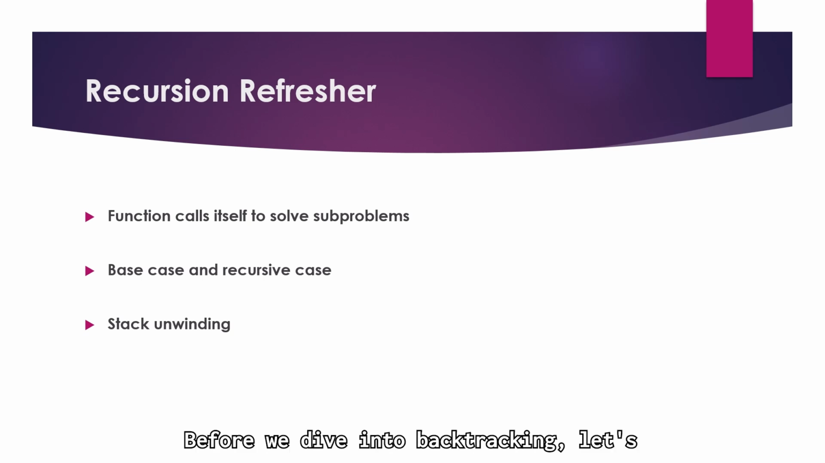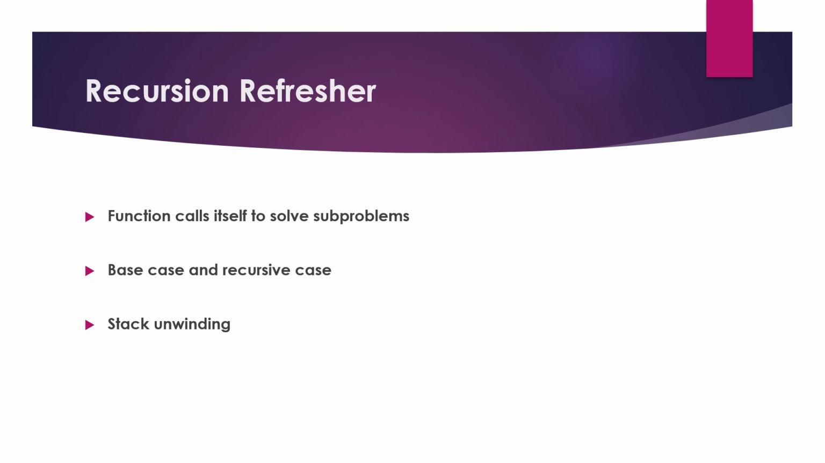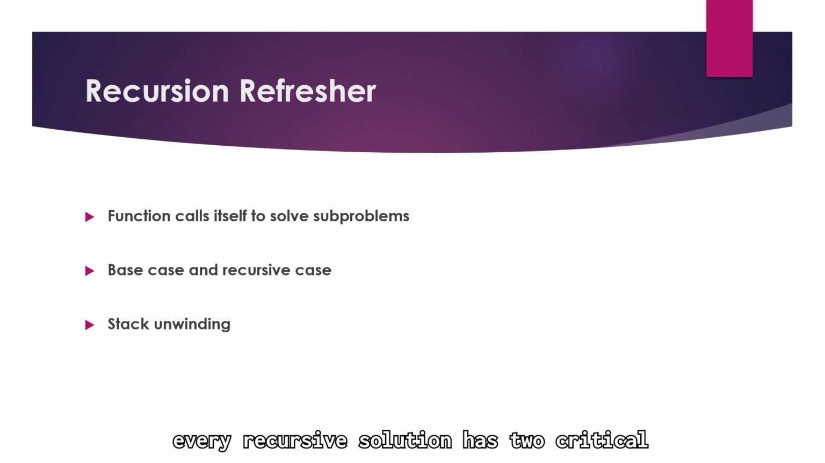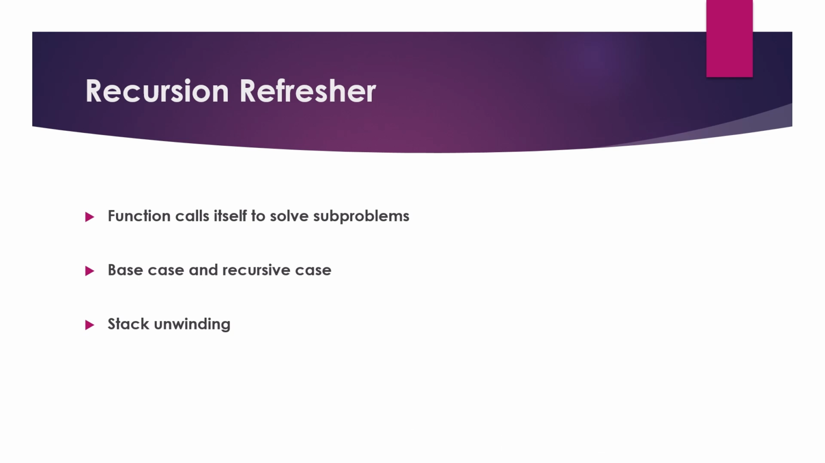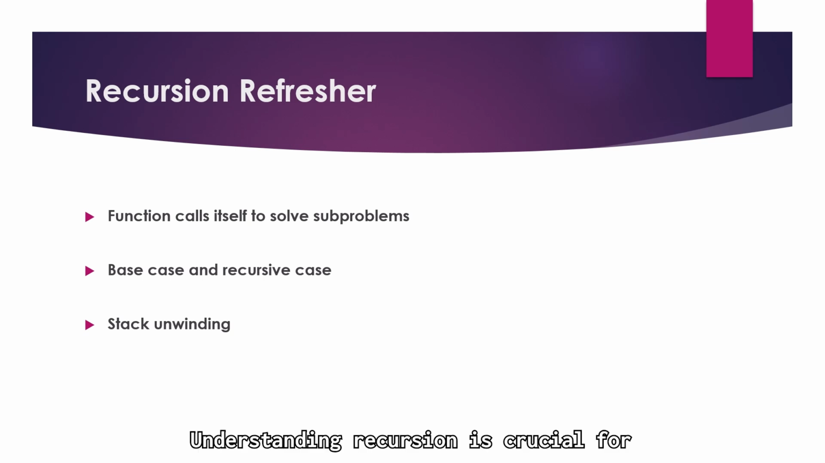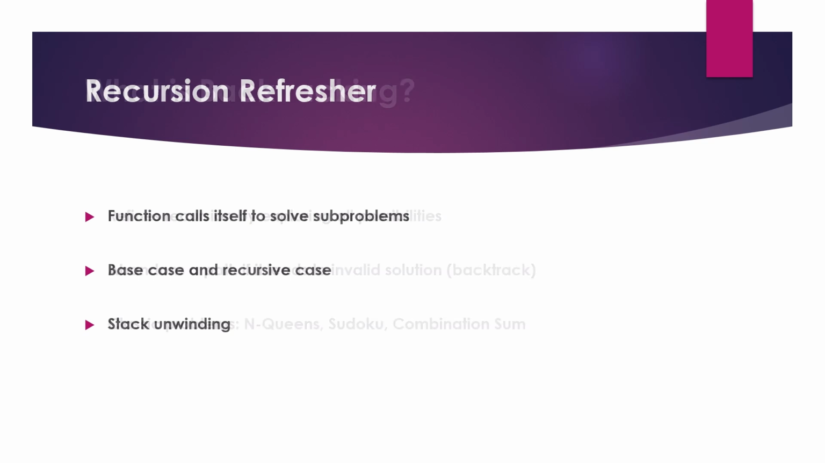Before we dive into backtracking, let's quickly refresh our understanding of recursion. Recursion is a method where a function calls itself to break down a problem into smaller subproblems. Every recursive solution has two critical parts: the base case, which stops the recursion, and the recursive case, which keeps breaking down the problem. Understanding recursion is crucial for solving problems with backtracking because it allows us to explore different states and systematically undo our decisions when they lead to dead ends.